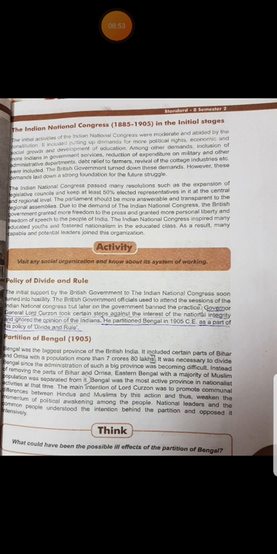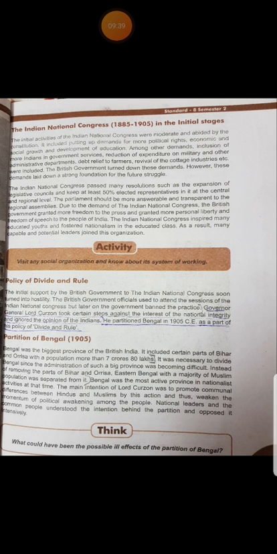Now, while partitioning, instead of removing Bihar and Orissa, Eastern Bengal was separated, which has a majority of Muslim population. Bengal was the most active province in nationalist activities at that time. The main intention of Lord Curzon was to promote communal differences between Hindus and Muslims by this action, and thus weaken the momentum of political awakening among the people. National leaders and the common people understood the intention behind the partition and opposed it intensively.